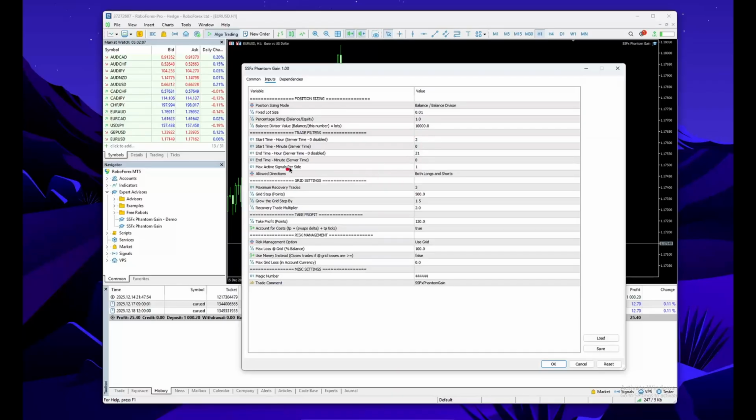The next setting is the maximum active signals per side. This setting essentially affects how the bot will behave depending on whether it has a trade already and it gets another signal. However, it's only triggered if the bot is currently in recovery mode. For example, assuming it has already executed a trade at this level and it was a buy trade, and the market has gone against you and the bot is essentially in recovery mode.